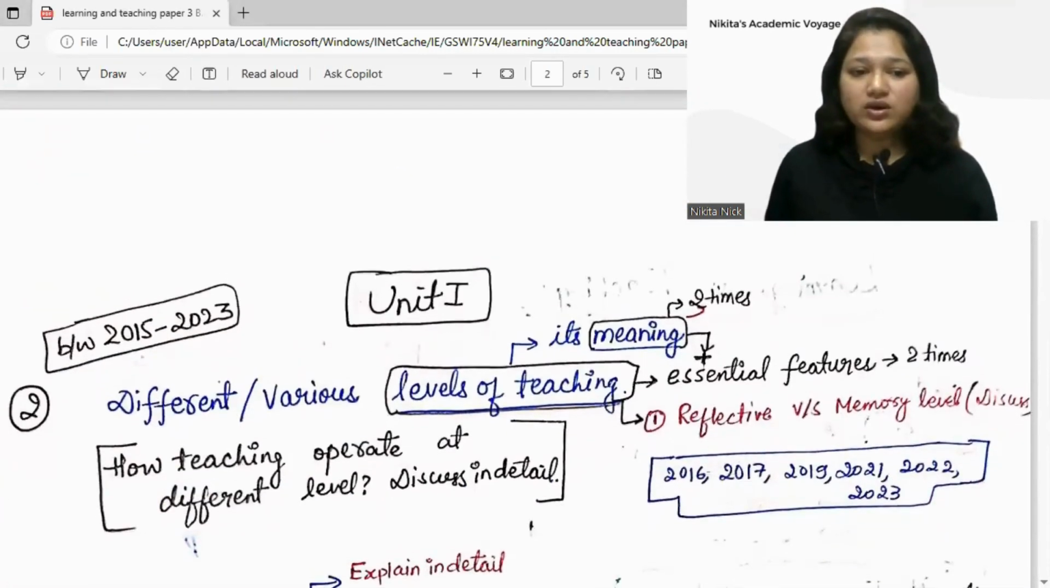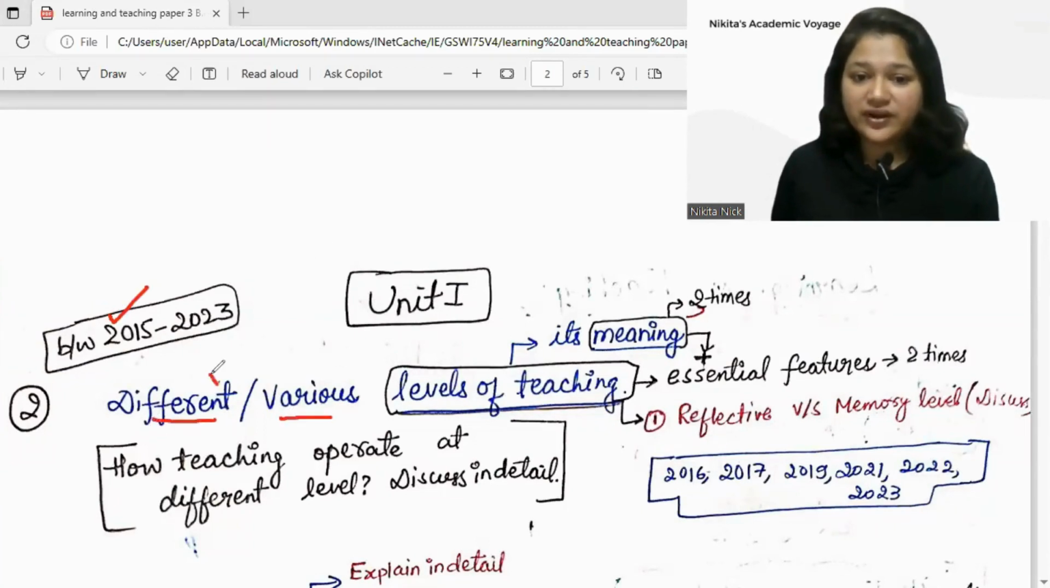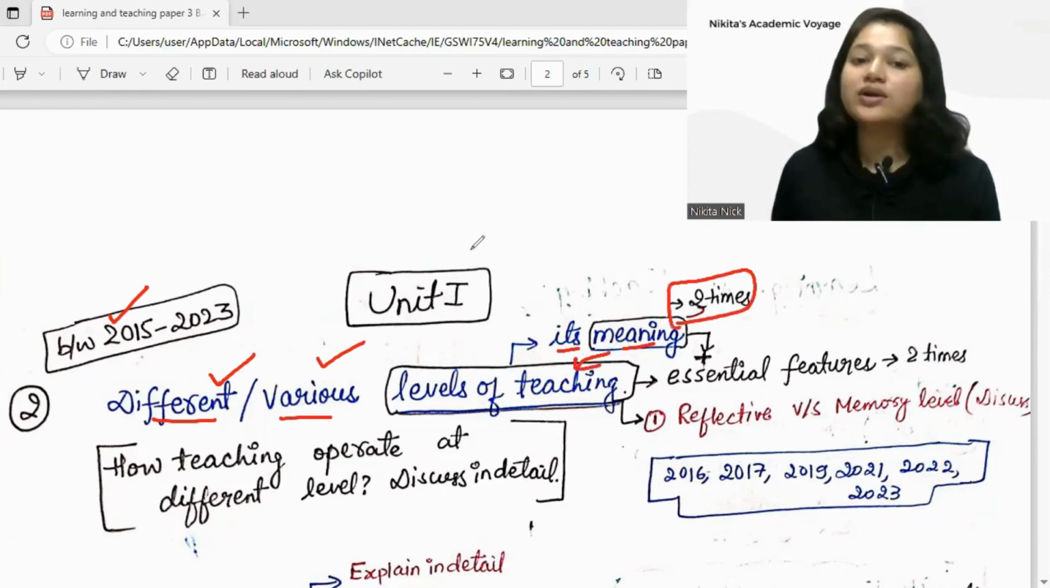Next, in unit 1 only, we have a different question, the second question, that is asked between 2015 to 23. Different levels of teaching, or various levels of teaching, and its meaning. The meaning of levels of teaching was asked 3 times. What do you understand by the meaning of levels of teaching? You can write it when you learn all these things later, but first you need to know which question is very important.